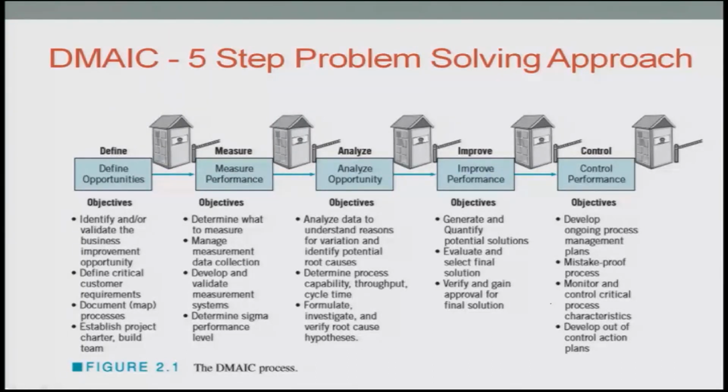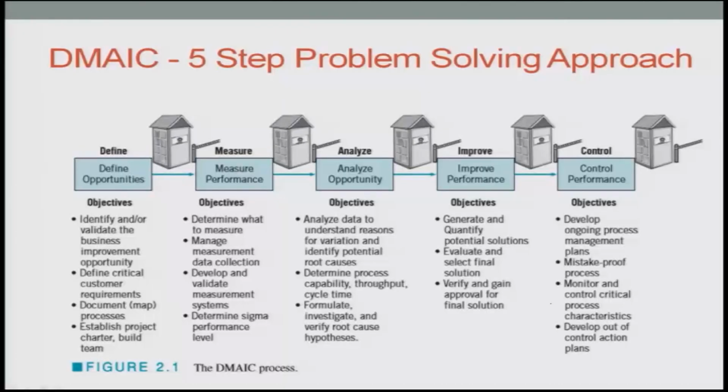The second would be measure the performance. Third is analyze the opportunities based on which you are trying to do your business. Then you will try to basically improve the performance of your production, of your services, whatever you are trying to deliver to your customer. Then you will have a control performance concept, where you will try to basically analyze what the control things you want to implement in order to implement that concept of quality for the overall production and the service concepts. So, the objectives are basically the bullet points: identify and or validate the business improvement opportunities which are there for you.